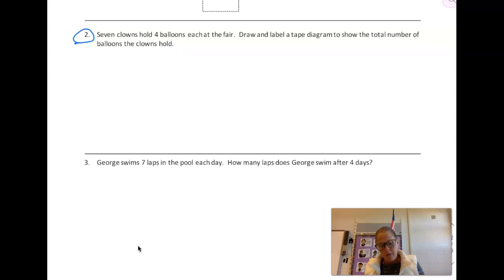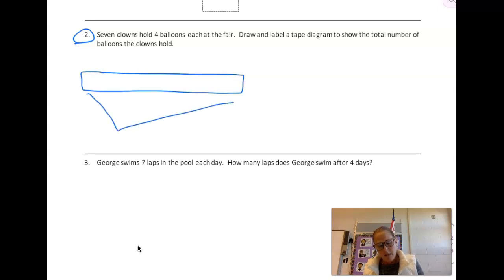So I'm going to first draw my tape diagram. Okay. And I'm going to put my parts here. Do we know how many total balloons we have? That's what we're trying to find out, isn't it? So I don't know how many balloons we have yet. What I do know is that one clown is holding 4 balloons. One clown is holding 4 balloons. Right here it tells us.